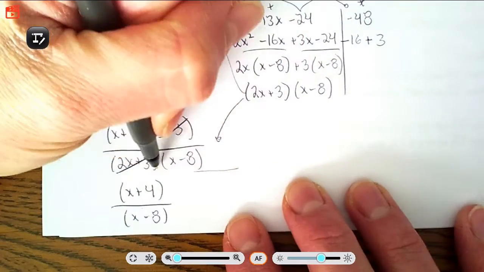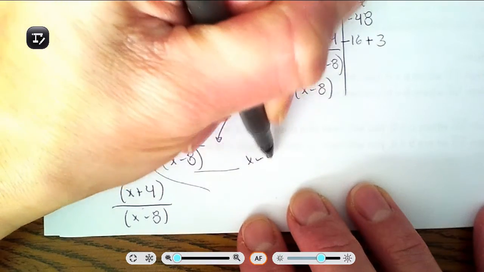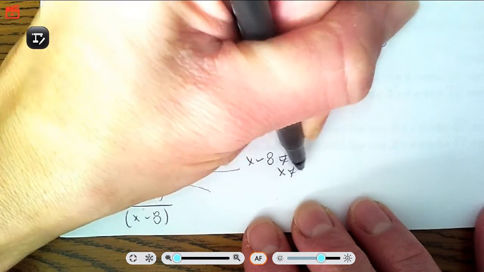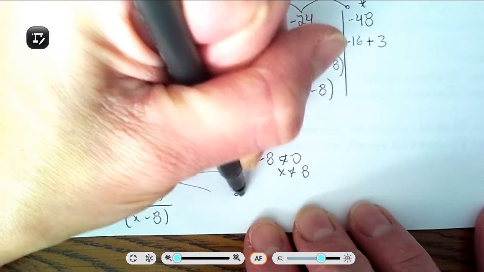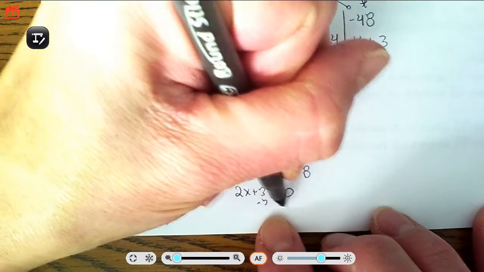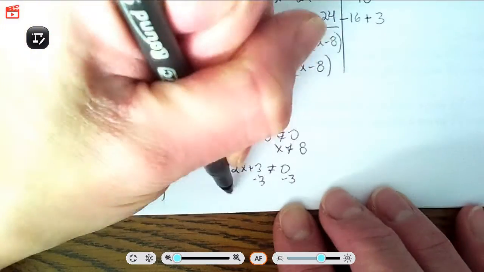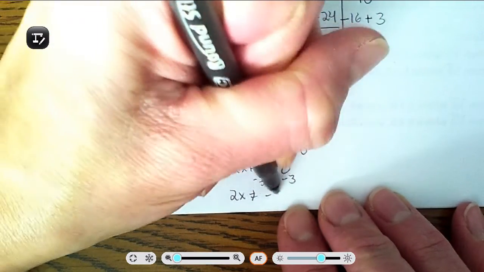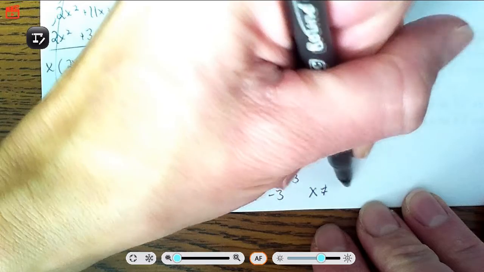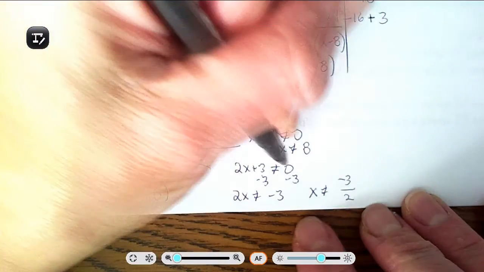I've got to take both these denominators and set them not equal to 0. I would add 8 over, x cannot equal 8. And 2x plus 3 cannot equal 0. Subtract 3. 2x cannot equal negative 3. Divide by 2. x cannot equal negative 3 halves.